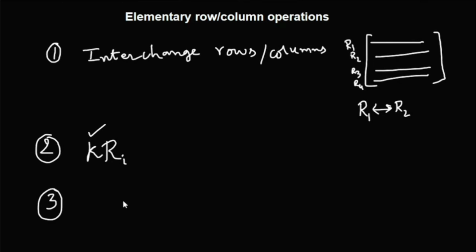And the third one is you can multiply ith row by A and multiply jth row by B and then add or subtract. So as in the second point, you can multiply a row by a constant. Here Rj by B, and the additional thing is you can add these two or you can subtract these two.